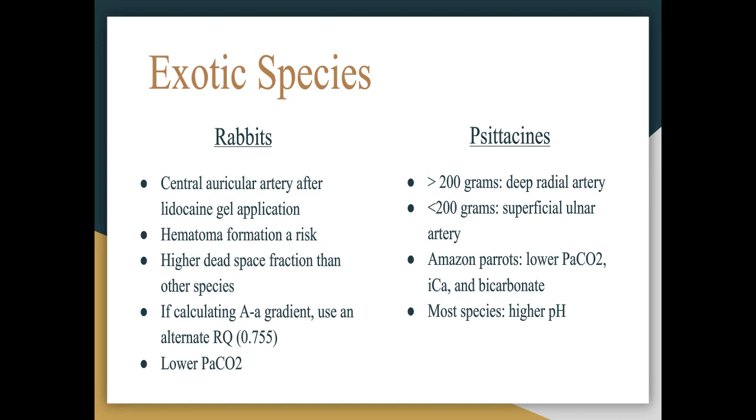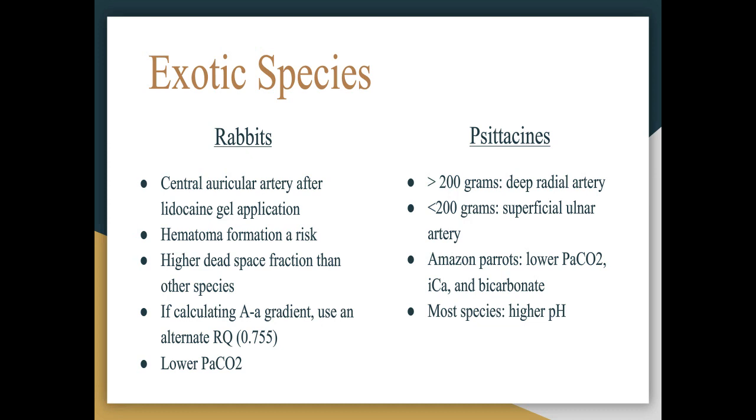When sampling from rabbits, it is important to note that the mean AA gradient for rabbits is higher than for other species, as a mean was found in the mid-20s. Rabbits also have a higher dead space fraction than other species, and therefore are less able to ventilate properly with higher hyperventilation due to the rebreathing of CO2 that occurs.